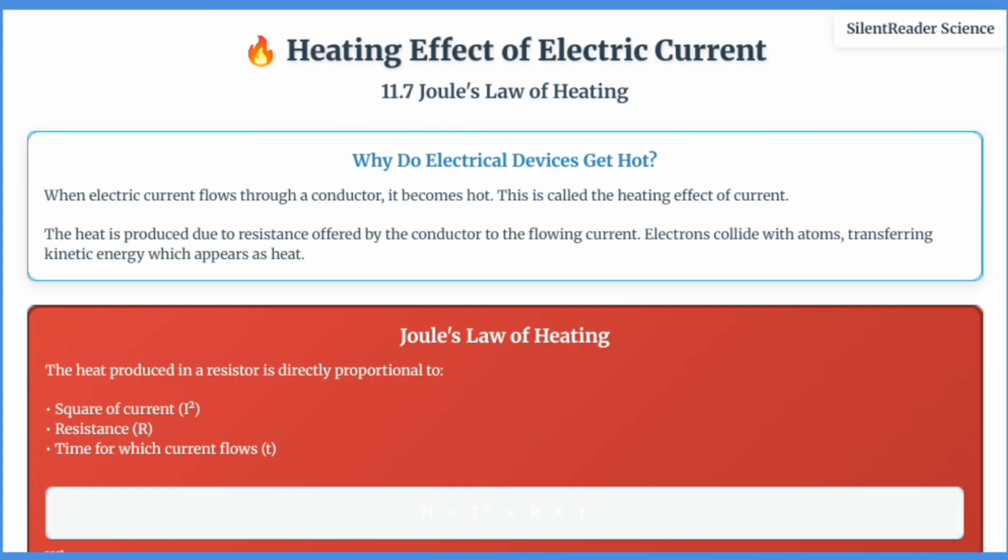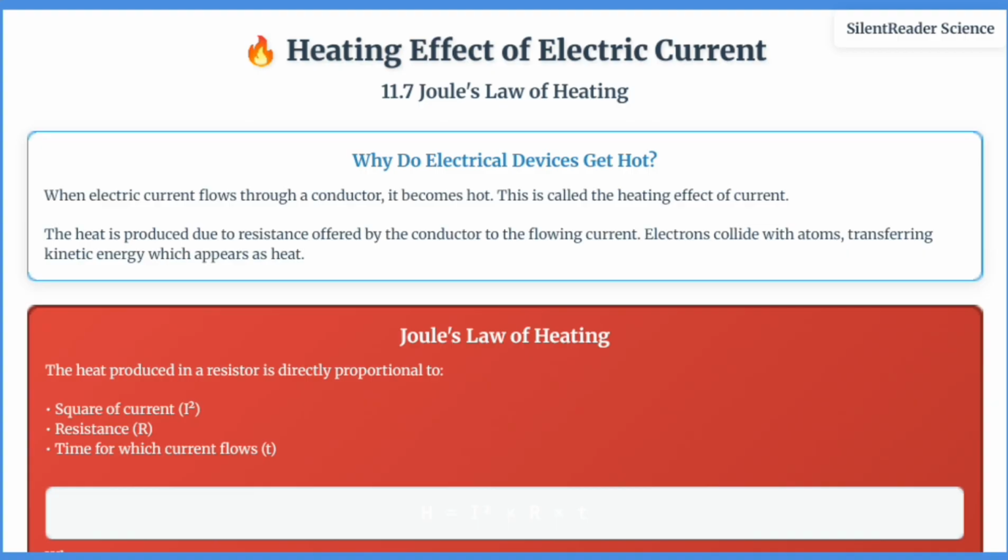Now let's explore the heating effect of electric current, which is described by Joule's law. When electric current flows through a conductor, the conductor becomes hot. This is called the heating effect of current. The heat is produced due to the resistance offered by the conductor to the flowing current. As electrons move through the conductor, they collide with atoms, transferring kinetic energy which appears as heat.